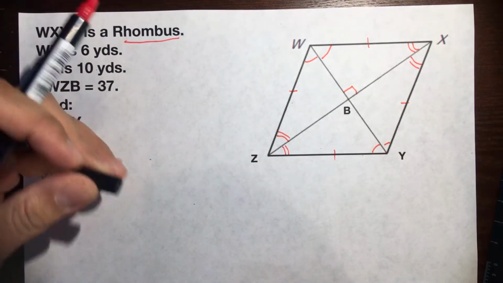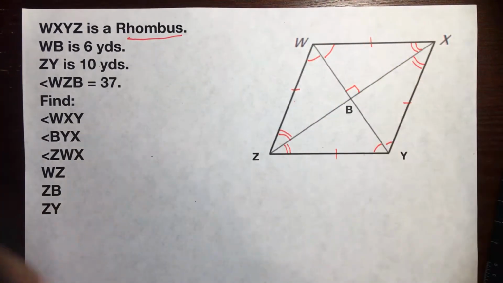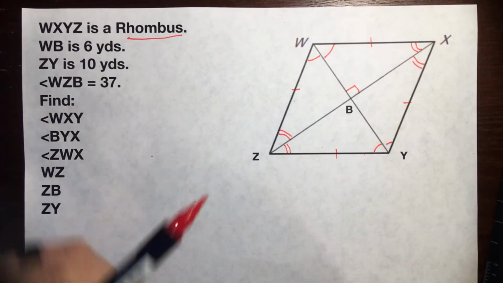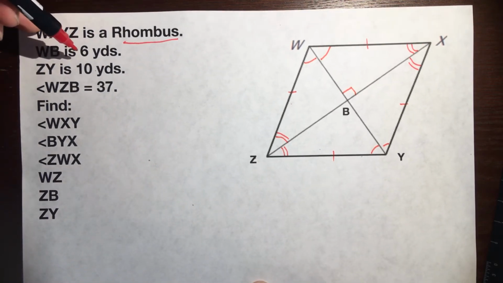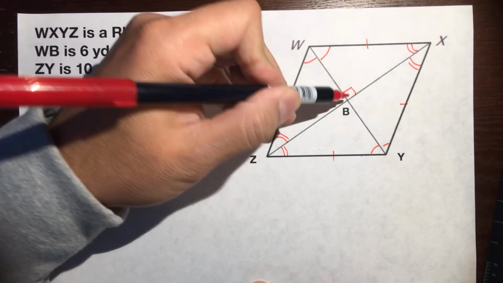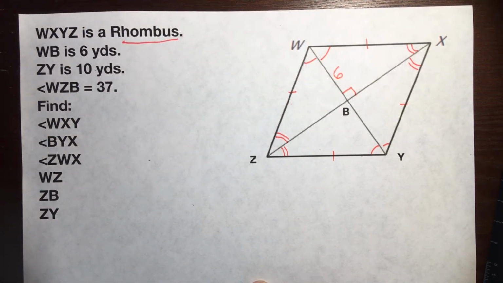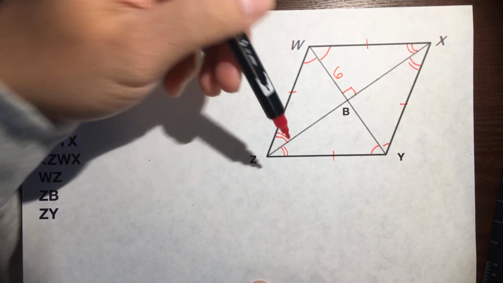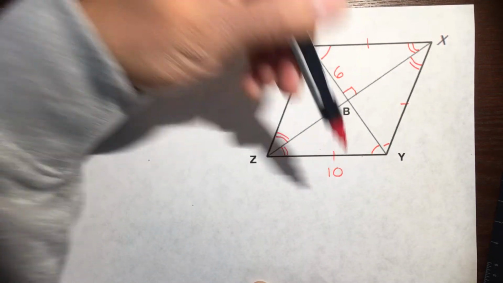I haven't even read the rest of the problem, but knowing that it's a rhombus, my brain is focused on these things. These are hints that I'm giving myself. All right, so WB is 6 yards. I'm going to put a 6 right here. And it says ZY is 10 yards. Okay, so I'm going to put a 10.